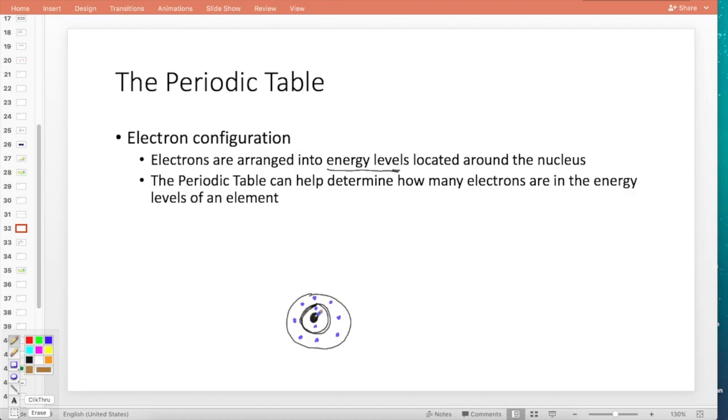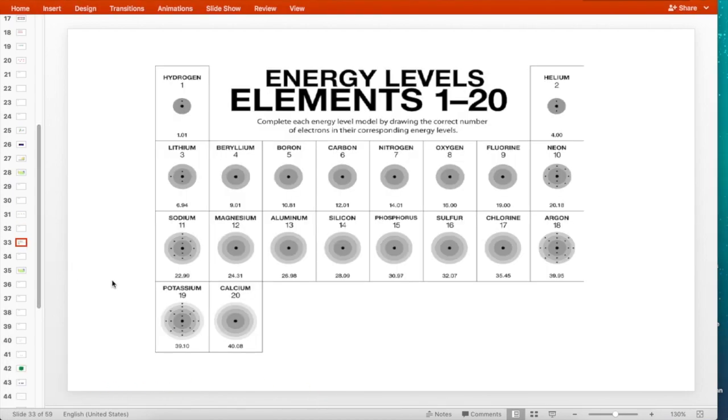The nucleus in the middle, and then here's a region called the first energy level. Here's a region called the second energy level. There are 2 electrons in the first energy level, 8 electrons in the second energy level, and so on and so forth. Well, just by looking at the periodic table, we actually notice a pattern of how the elements are arranged and organized. Let's fill out these diagrams for the first 20 elements very quickly.